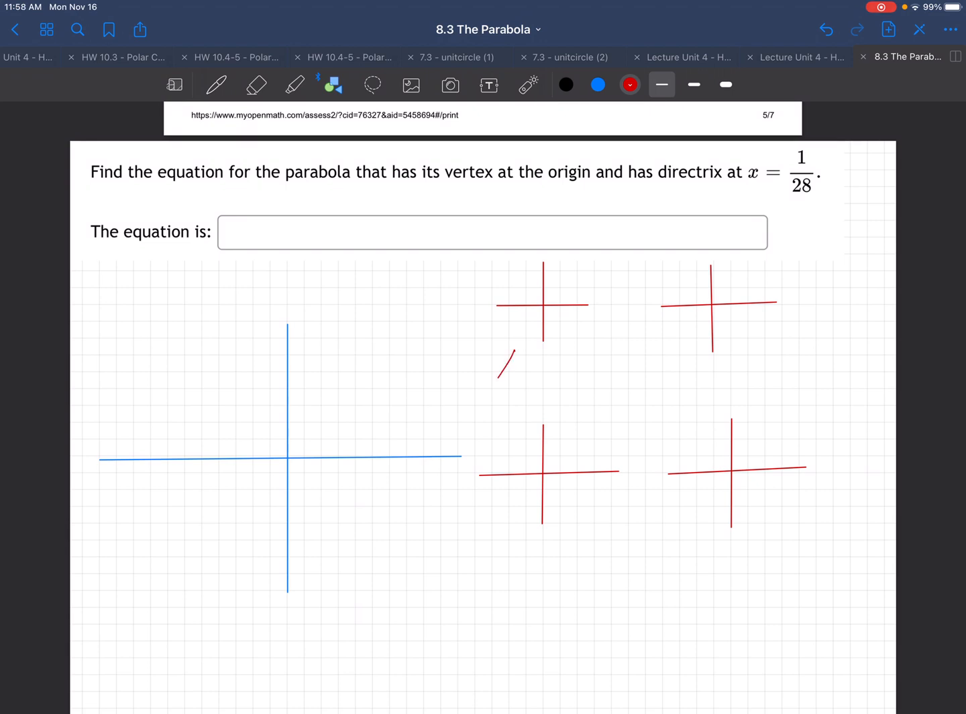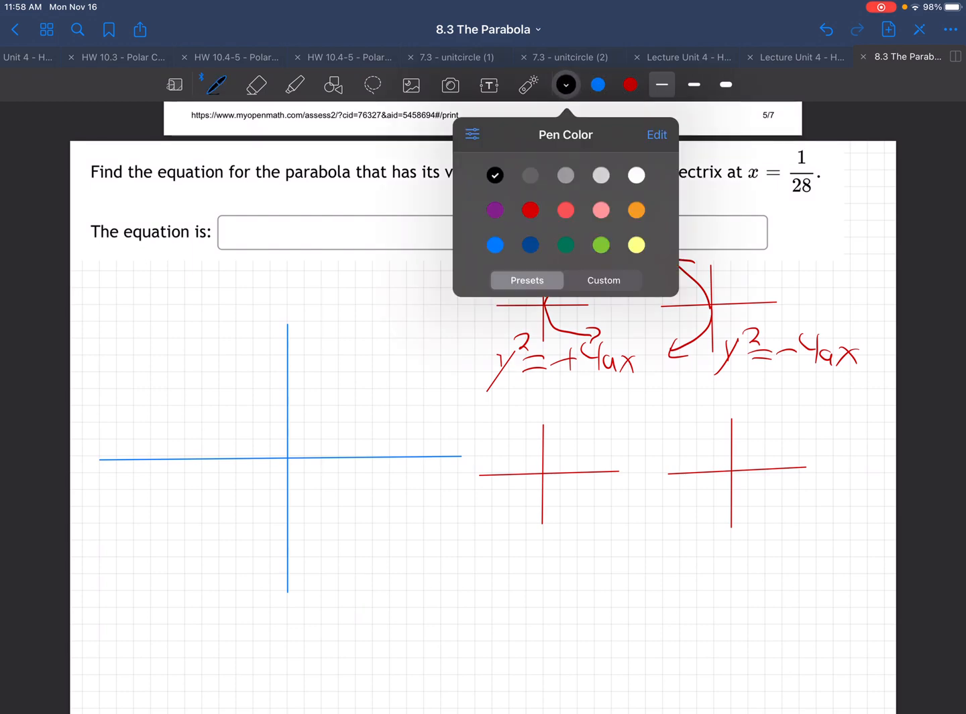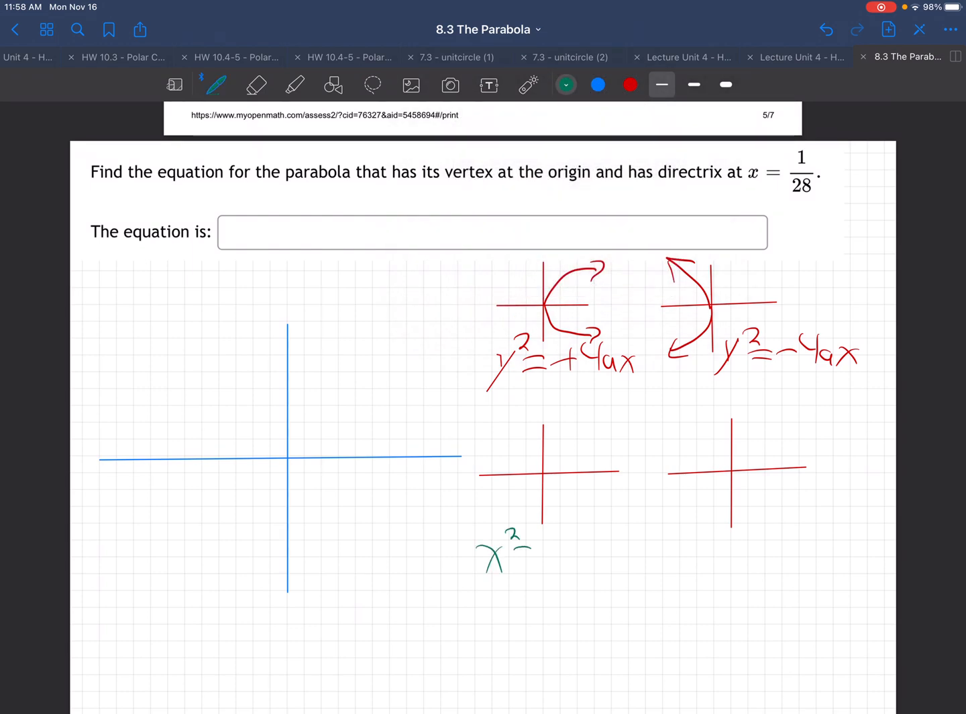So how do parabola equations go? First off, you can have y squared equals positive 4ax, or y squared equals negative 4ax. Positive 4ax will go to the right, negative 4ax will go to the left. And then down here, you could have x squared equals positive 4ay, that will go upwards.